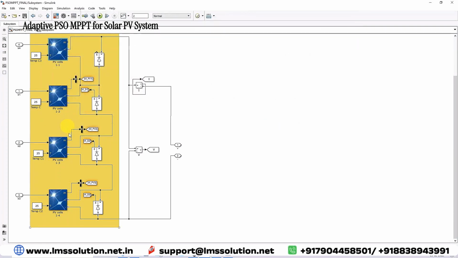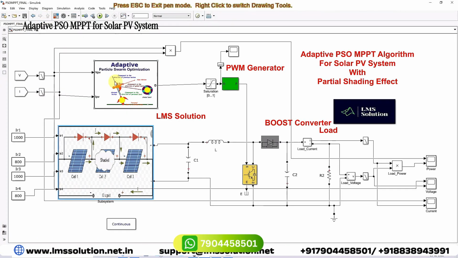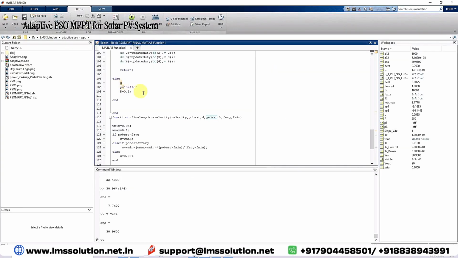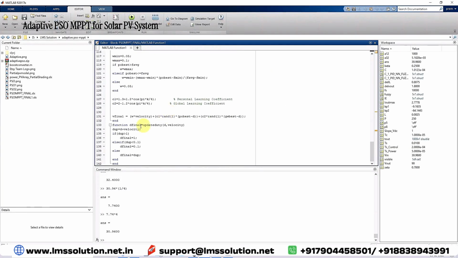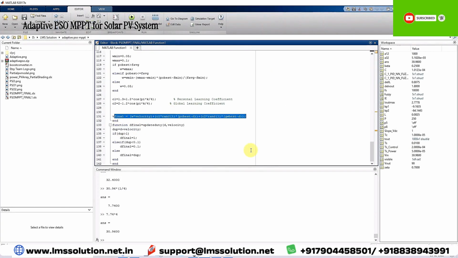Here, the four PV panels are connected in series. We are measuring the current from the four PV panels, and then we are measuring the voltage across them. That is given as the input to the adaptive PSO MPPT. Here, instead, we are calculating the duty cycle based upon this velocity updation equation.